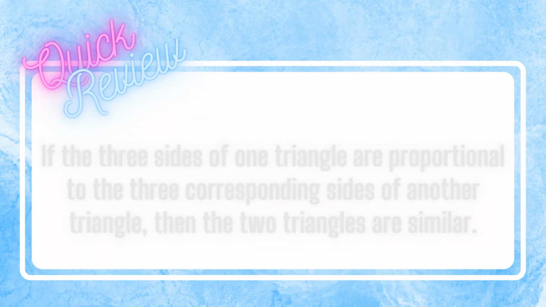So here's a quick review for today. The side-side-side similarity theorem states the following. If the three sides of one triangle are proportional to the three corresponding sides of another triangle, then the two triangles are similar. Today we use this theorem to tell whether triangles are similar or not.